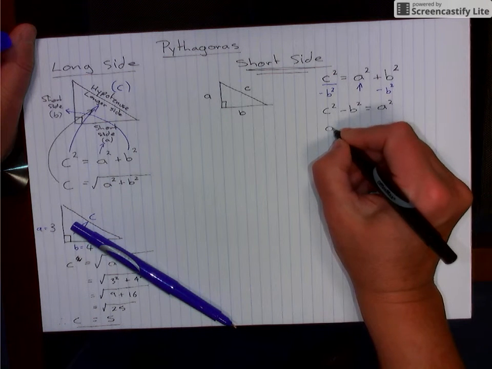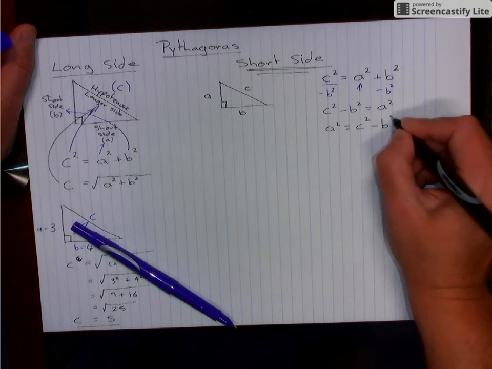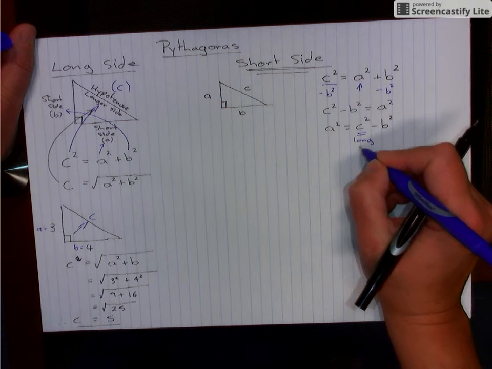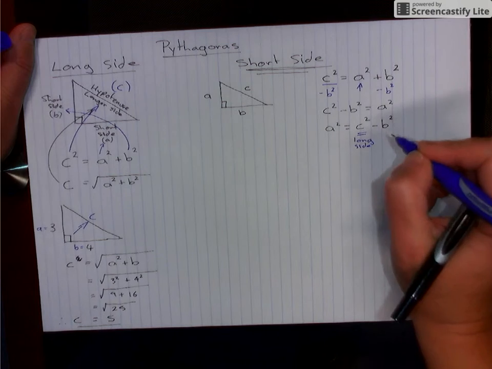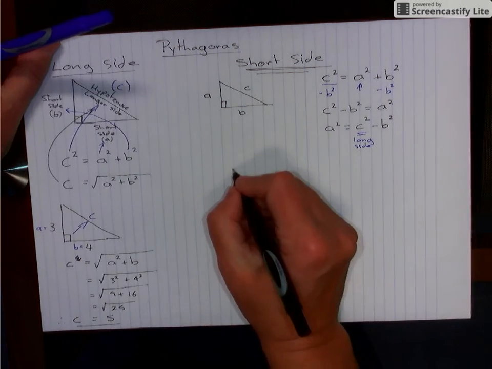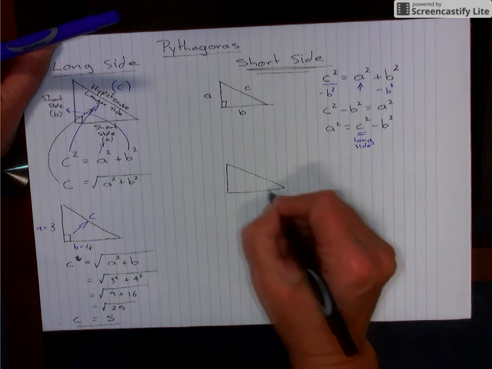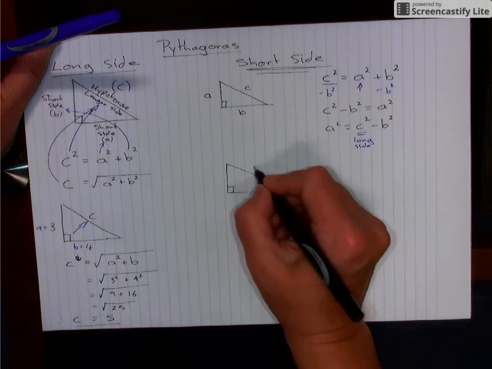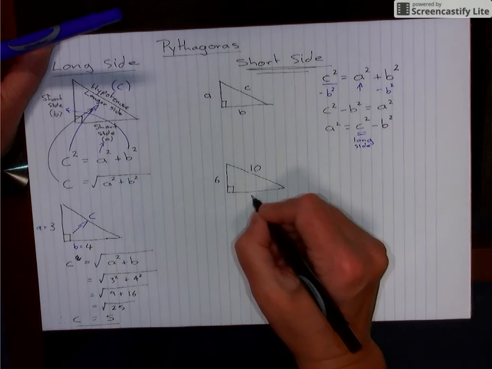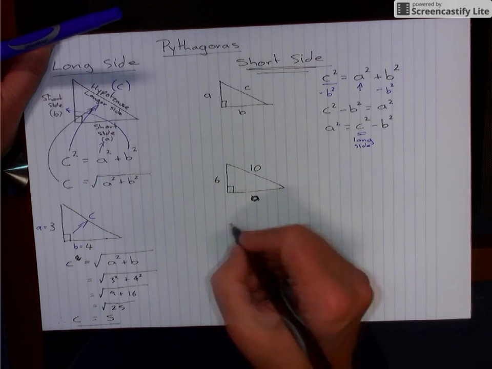So we'll rearrange that. A squared equals c squared minus b squared. C is always the long side, or the hypotenuse. And we always subtract the shorter side from the hypotenuse. So here for an example, here we've got a right angle triangle, and we have the hypotenuse as 10 and this short side is 6. Let's work out what side A is, because A is the subject of our formula.